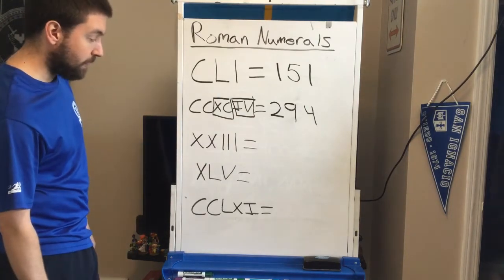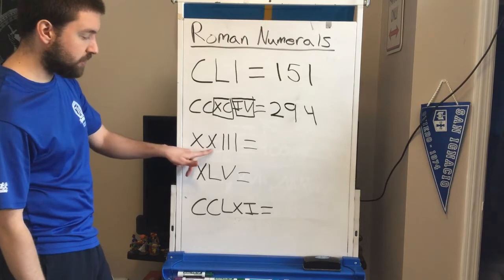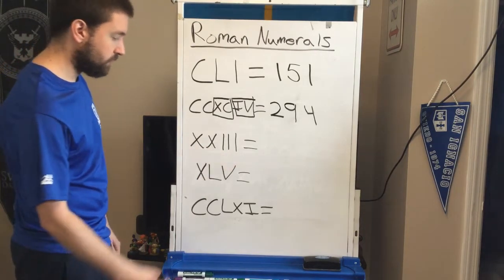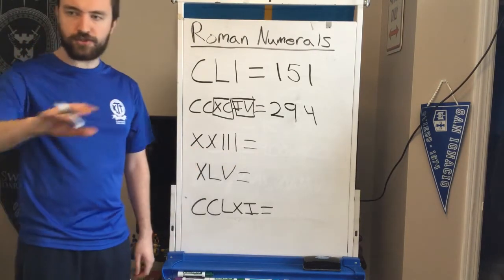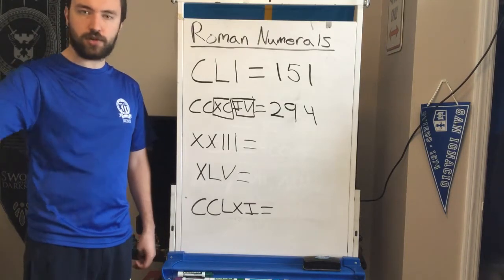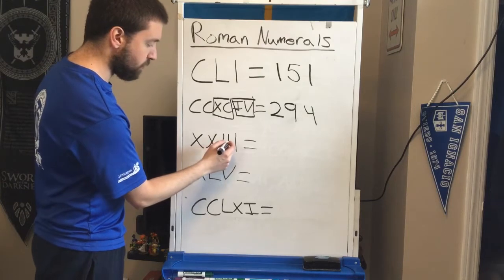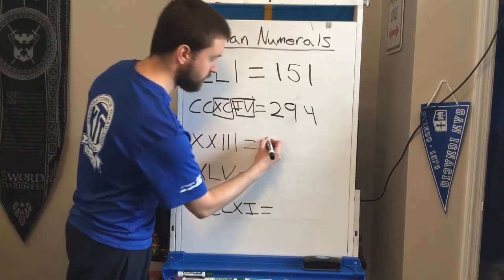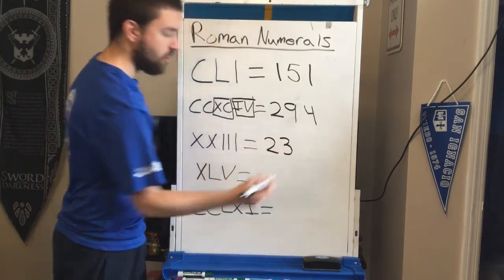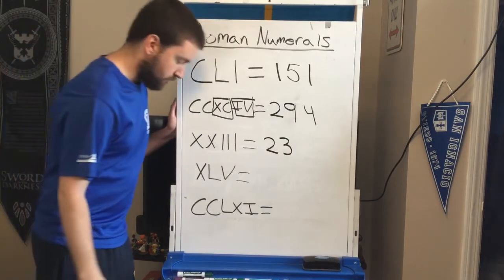All right. Let's look at the next number. XXIII. Okay. So it goes down from biggest to smallest. We don't have to do any subtraction. We just got to add them up. 10 plus 10 is 20, plus 1 is 21, plus 1 is 22, plus 1 is 23.